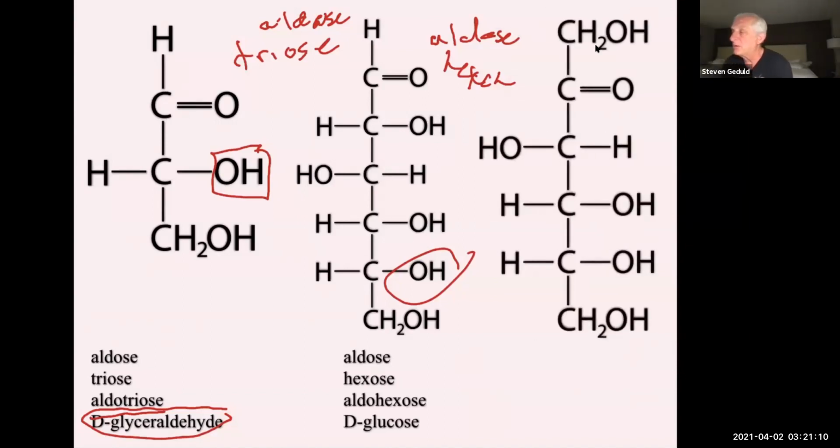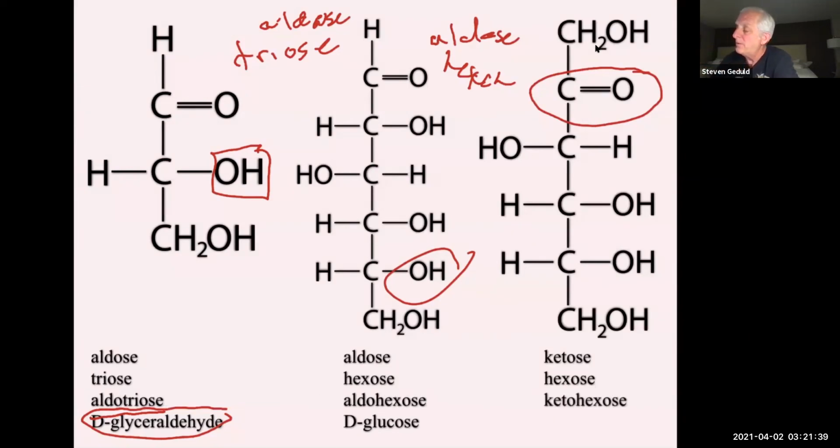Okay, aldose or ketose? That is a ketose. Our group's at both sides of it. And there is 1, 2, 3, 4, 5, 6 carbons. So it's a hexose. It's a ketose and a hexose, so it is a ketohexose.